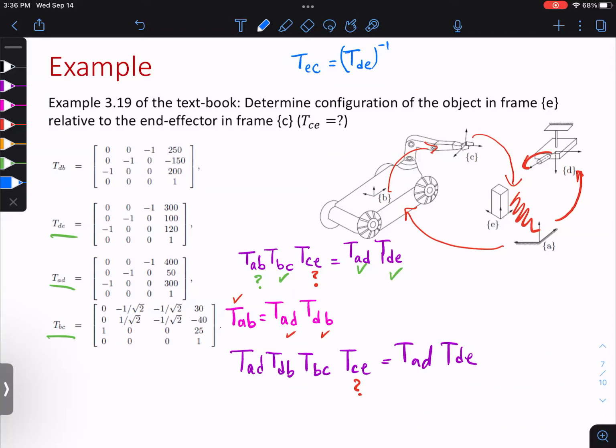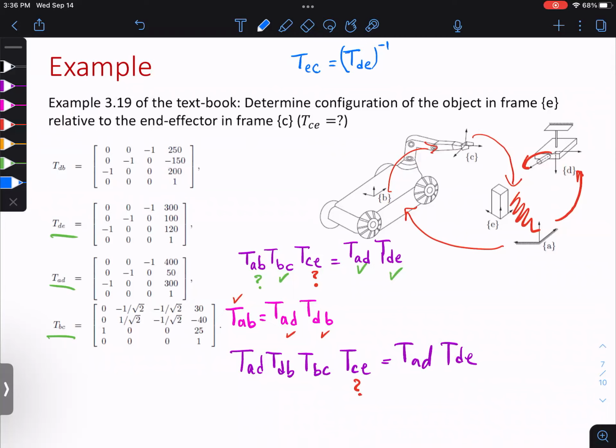TDE is not TEC. So what are you multiplying it by? Can you read your sentence? I just want to put it up here.